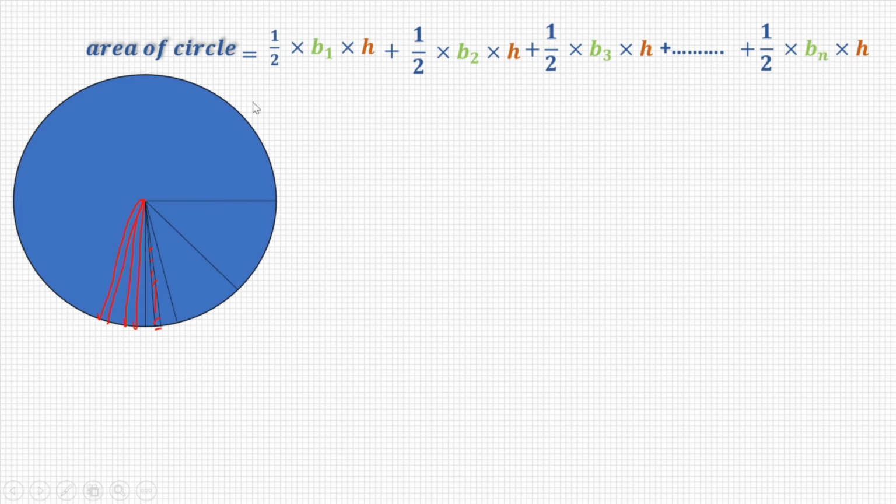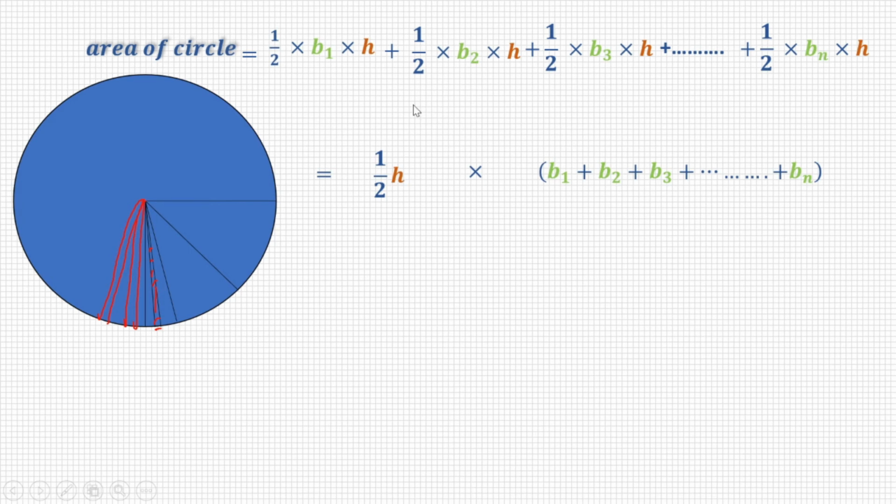Now what am I doing here? The area of the first triangle is half into B1 into H. I can call it half H into B1. I can call it half H how many times? B1 times. Again here, half H how many times? B2 times. Half H how many times? B3 times. So I can actually write it as half H times B1 plus B2 plus B3 plus up to Bn.